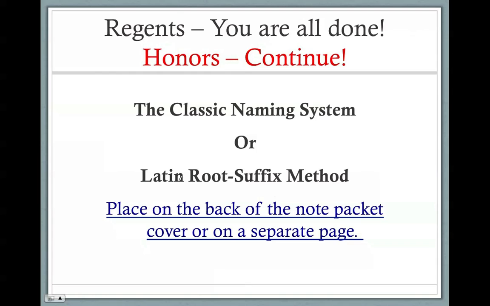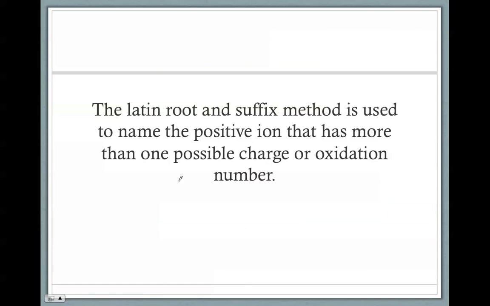So one other thing that you guys need to be aware of with ionic compounds is something called the classic naming system, or the Latin root suffix method. I want you to either put this on the back of your note packet cover, or you can just put it on a separate page and attach it to your note packet. So what is this? Well, it's an old naming system, classic, that was used to name the positive ion that has more than one possible charge or oxidation number.